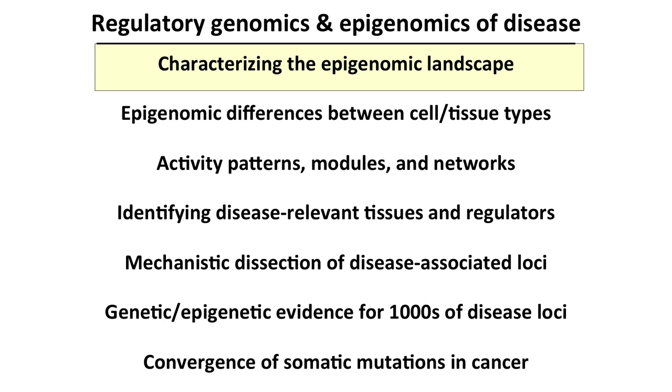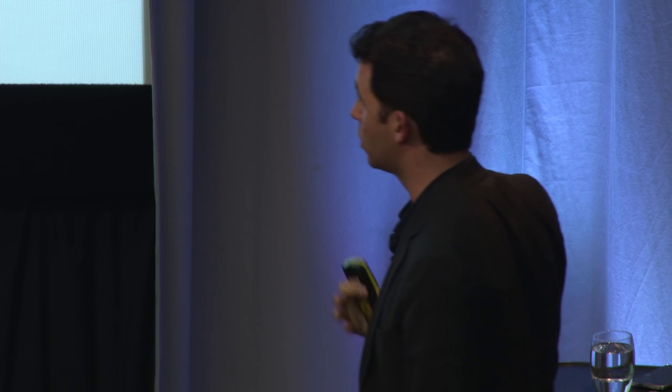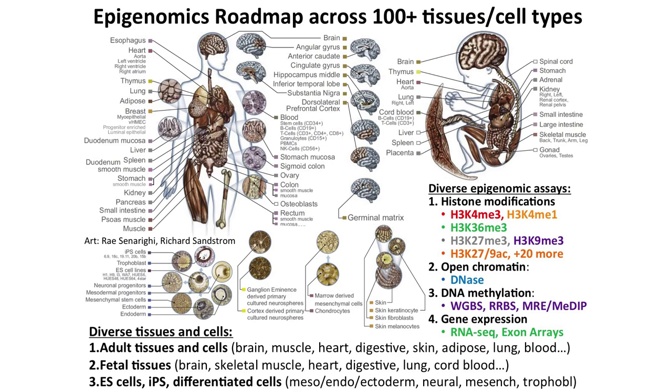And beyond these individual top loci, I'm going to try to convince you that there's, in fact, a very large tail of non-coding regions that are weakly associated with disease, but continue to be functional at very modest effects down the rank list. And lastly, beyond these rare variants that are emerging from these studies, somatic mutations in cancer are also converging into the same regulatory pathways, enabling us, again, to open a picture to discover new cancer genes. So let's start with characterizing the epigenomic landscape.